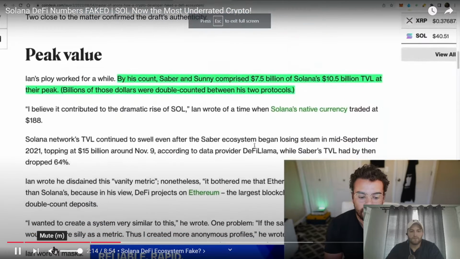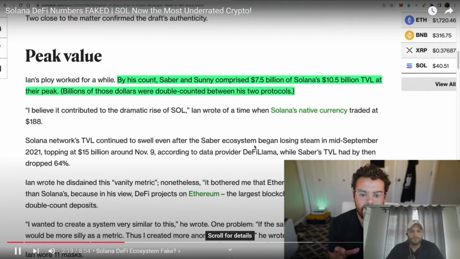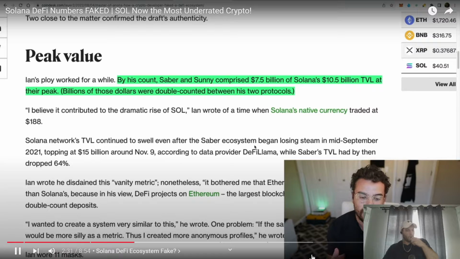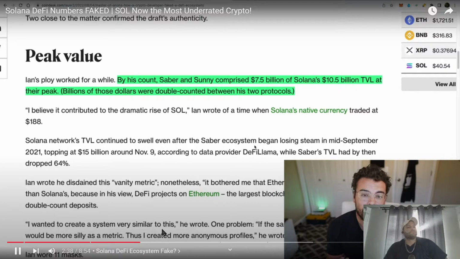And if we actually take a look at the numbers that we're talking about, by their count, they comprise 7.5 billion of Solana's 10.5 billion total value locked at their peak. So the real total value locked is exponentially smaller than the 7.5 billion that was lying in these protocols, because billions of those dollars were essentially double counted between the two protocols. So you're talking about maybe a fourth of, or 4 times what that value should be. So really we're talking about somewhere between 2 and 2.5 billion that they should have actually been logging in the total value locked, and instead it was 7.5 billion.